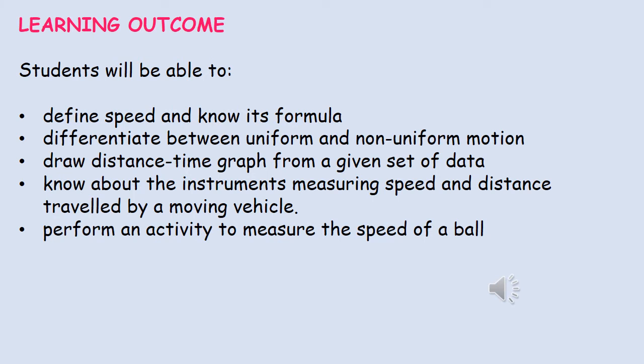Now, what is the learning outcome? Students will be able to define speed and know its formula. They will be able to differentiate between uniform and non-uniform motion. They will be able to draw a distance-time graph from a given set of data. They will be able to know about the instruments measuring speed and distance traveled by a moving vehicle. They will be able to perform an activity to measure the speed of a ball.